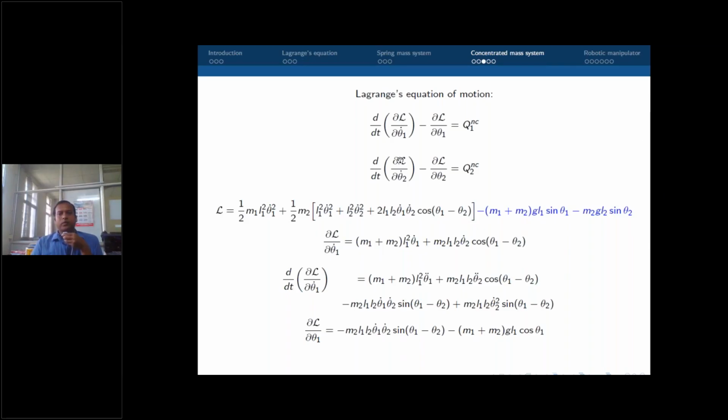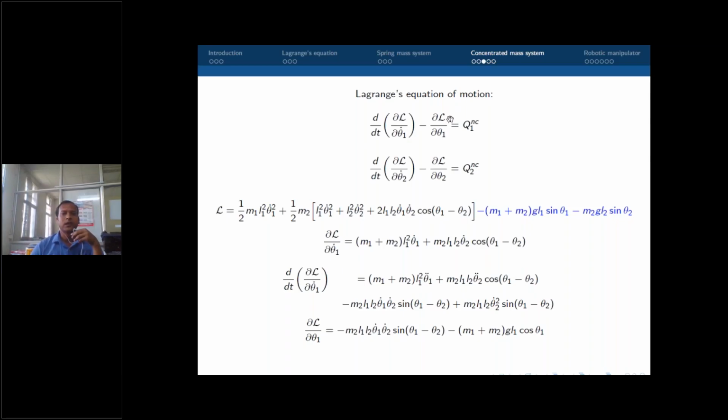Now what we have to do is substitute these derivatives. We must determine these derivatives. First step is to take the derivative with respect to theta 1 dot. So the derivative is given here, and then we have taken the time derivative of this quantity, which is to be substituted in the first equation. The first term is now calculated.